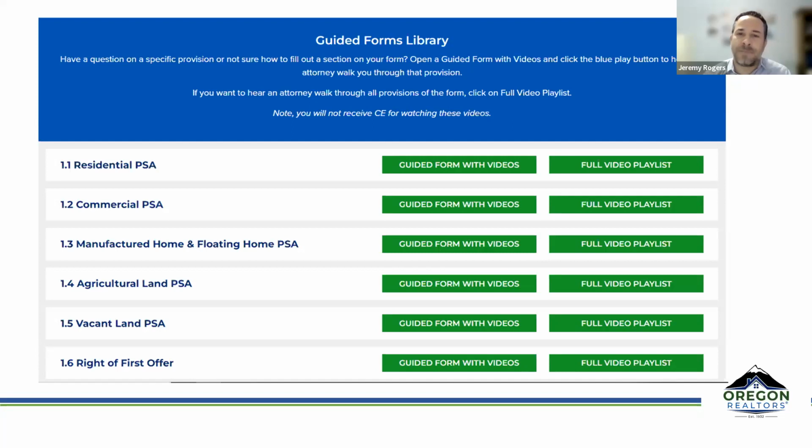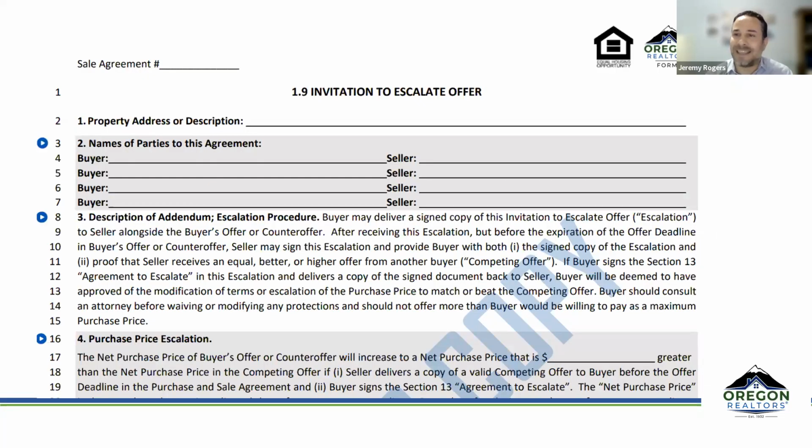If you click on that green bar that says guided form with video, it will pull up a guided version of the form. So for example, here is the form we're talking about today, Invitation to Escalate Offer. We have a guided video version of that. So if you click on that, you'll see these little blue play icons on the left-hand column. If you click those icons, a video will pop out explaining that section of the document.